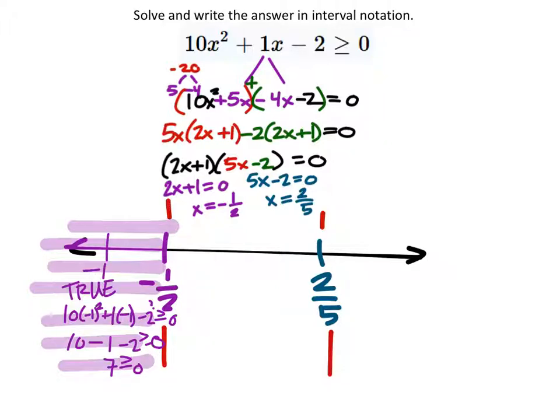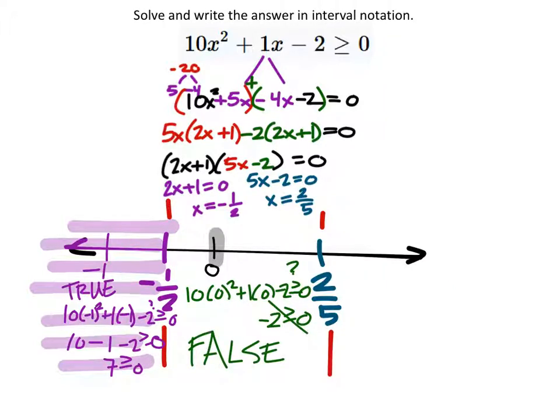Some of you can kind of guess what's going to happen with the next part. I'm going to test 0, because it's between negative 1/2 and 2/5. And that would give us 10 times 0 squared plus 1 times 0 minus 2, and again, is that greater than or equal to 0? Well, it gives us negative 2 is greater than or equal to 0, which is false.